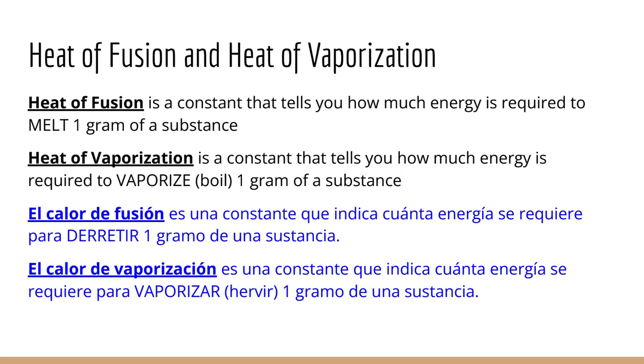So please write these terms in your notebook. The first term we're going to learn about, the first calculation, is called heat of fusion. And heat of fusion is a constant that tells you how much energy is required to melt 1 gram of a substance. The heat of vaporization, very similar, is another constant, and it tells you how much energy is required to vaporize or boil 1 gram of a substance. So it's the same idea for each, it's just heat of fusion is for melting and heat of vaporization is for boiling.